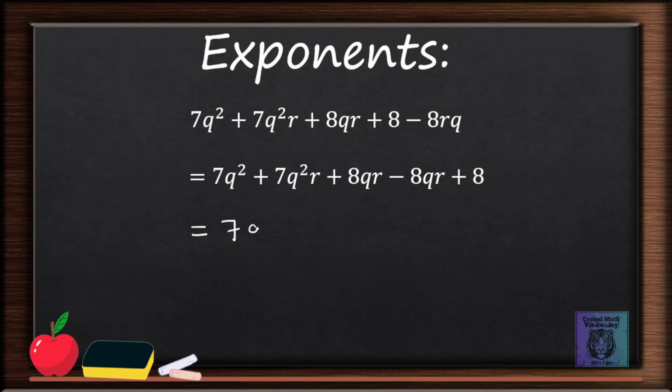So 7q squared, nothing happens to that. There's no other term to add, multiply, divide, or subtract from it. Plus the 7q squared r, same story. The plus 8qr minus 8qr, that is basically 0. So then we just write the constant. And as you can see, there's nothing else that you can do. I see there's a little mistake there. That should be r, then the square there, my mistake. And that would be your final answer because there's nothing else that you can do.